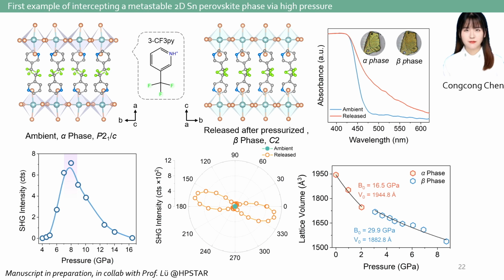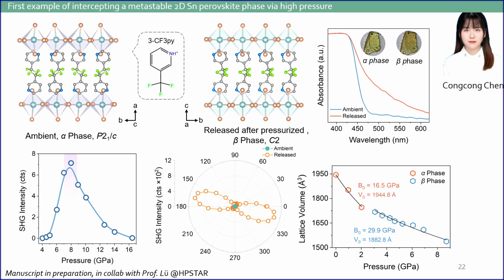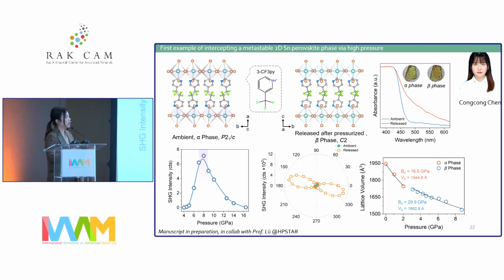So it peaks at around 8 gigapascals and then starts to decline. But when you release the pressure completely, the SHG signal is still there. So it means that it retained the non-centrosymmetric structure, whereas it should usually be reversible, right? And at this point, we can also see that the absorption of these two phases has changed significantly. So you maintain a lower energy emission.